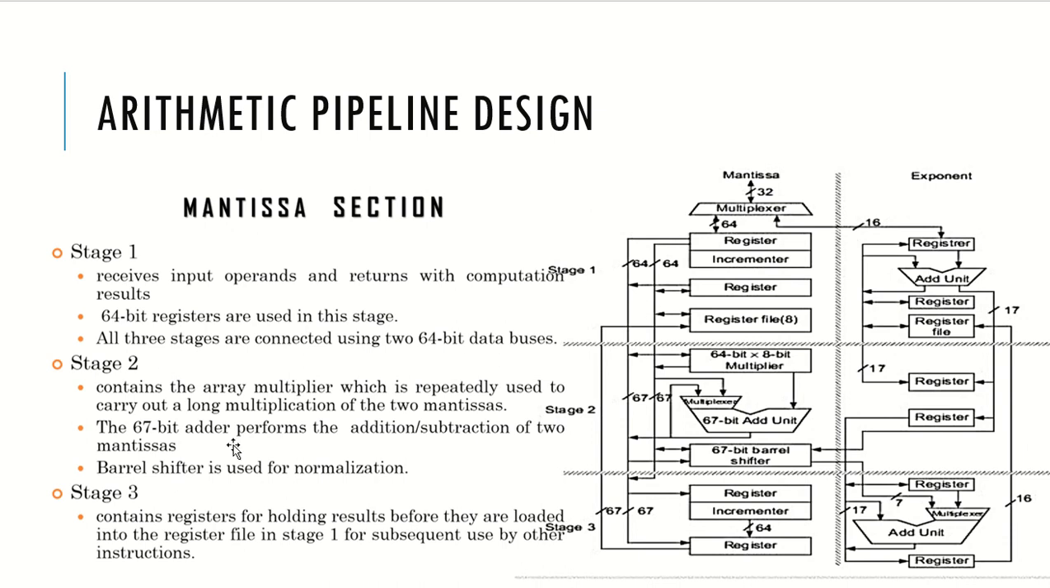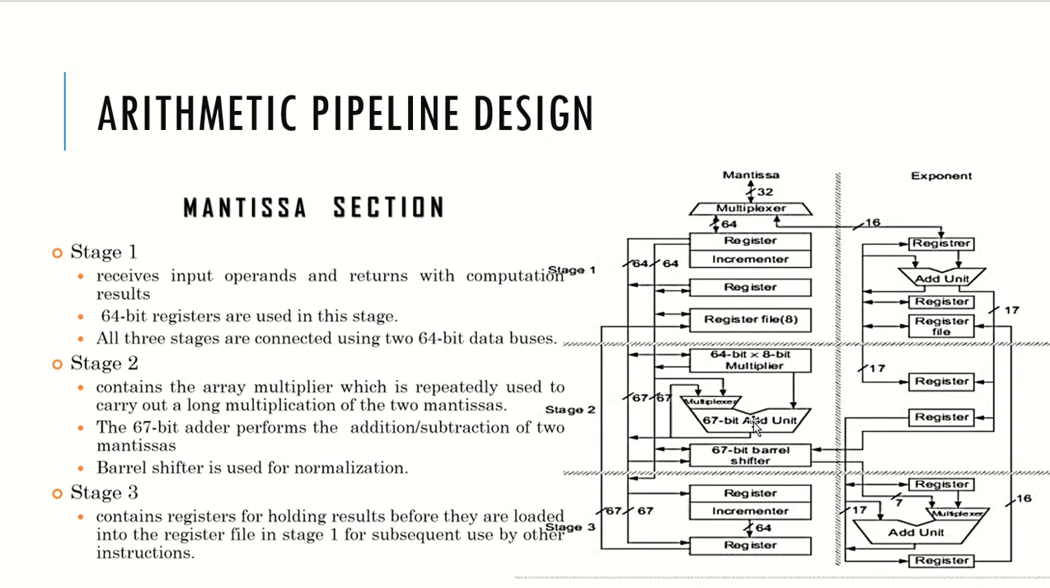In the first stage, it is receiving the input operands. In the second stage, you have something called a multiplier. It is an array multiplier which is repeatedly used to carry out the long multiplication. As I said, one input will be 32-bit. So to handle such a multiplication, you will contain an array multiplier which will be used repeatedly to carry out a long multiplication of two matrices.